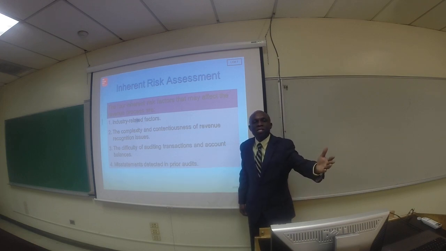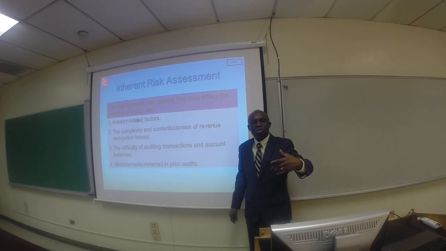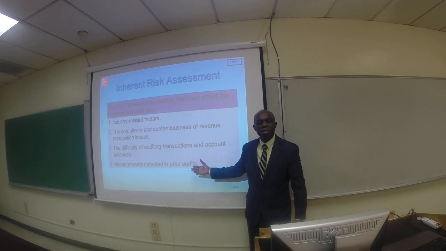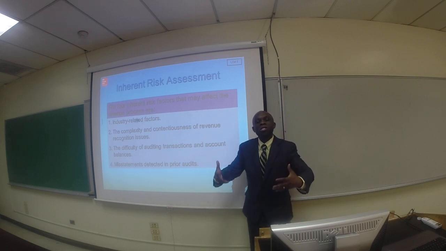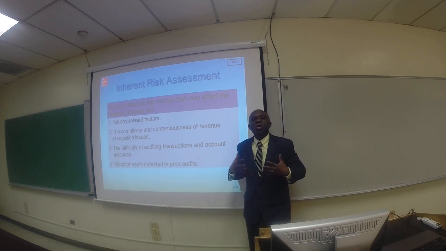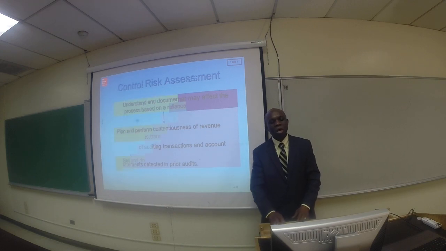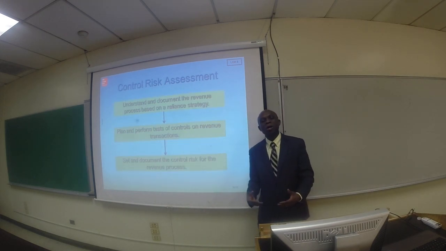Unlike if you are selling stuff at Walmart, you know, very simple, straightforward. Customer come in and buy, you debit cash, and you credit sales revenue. Simple. So Walmart doesn't have to deal with any complexity of revenue recognition issues. So what is the point? The point is, as auditor, we need to assess these risks and do something about it during the course of doing our audit. Now, let's take a look at control risk.